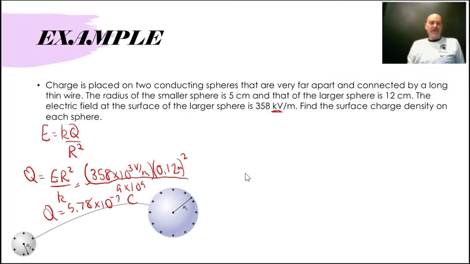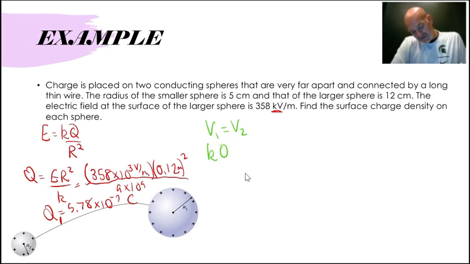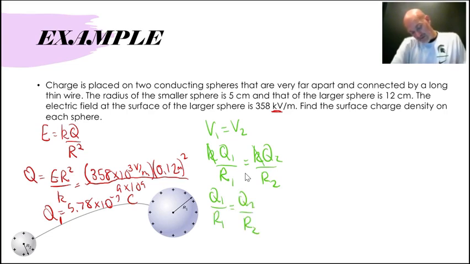Okay, so now we know how much charge is on the big one, that's sphere 1. Now what we can do is also use our relationship V1 equals V2 to solve for the amount of charge on the small one. Because remember, this is where we bring in our unit 10, so they are equipotential surfaces. So kQ1 over R1 equals kQ2 over R2. The k's will cancel out, and so you get Q1 over R1 equals Q2 over R2, and you find that Q2 is just simply the ratio of R2 to R1 times Q1.